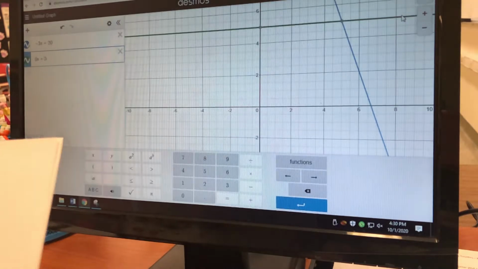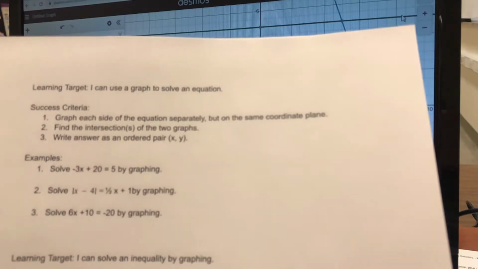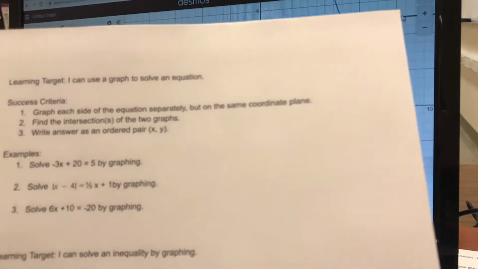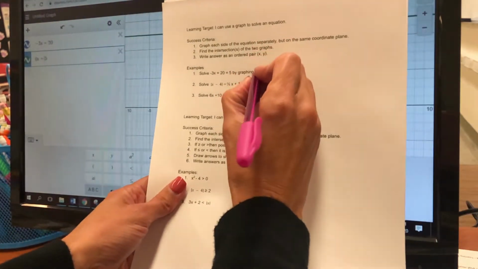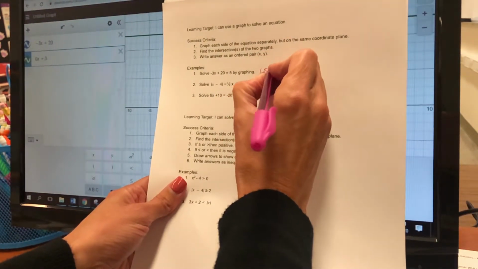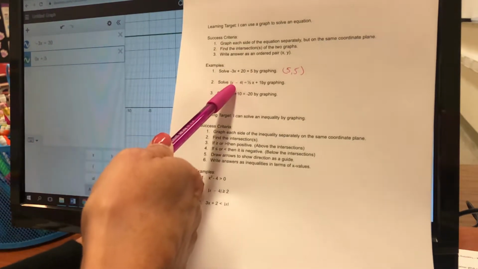So step 2, find the intersection of the two graphs, and then your answer is whatever that ordered pair is. Here's my intersection where the two lines cross, and it's at 5, 5. So my answer is 5, 5. That's how I would answer this problem. So number 1 would be 5, 5 there.